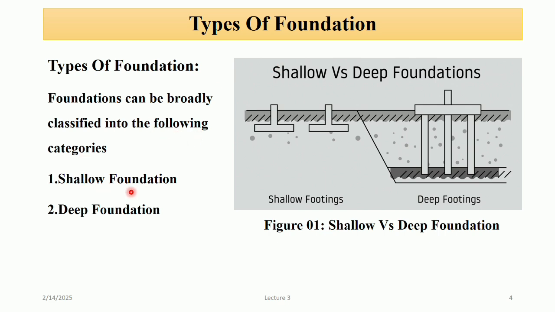Types of foundation. Basically there are two types of foundation: shallow foundation and deep foundation. You can see in the figure that this is shallow foundation and this is deep foundation. The difference between these two types: shallow foundations are those in which the depth to width ratio is less than 1, and deep foundations are those in which the length to width ratio should be greater than or equal to 4. We will discuss the shallow foundation in this lecture, and the deep foundation briefly in the next lecture.